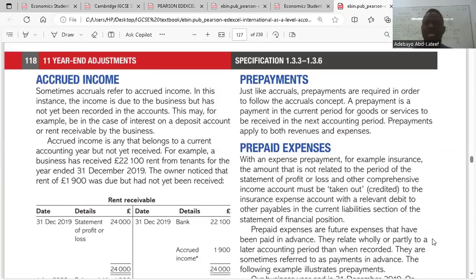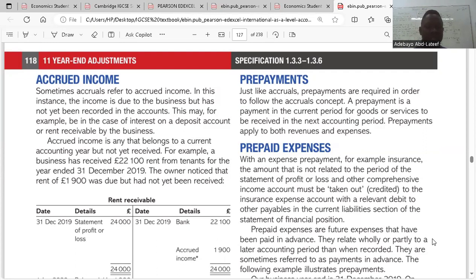For accrued income, we're talking about income that has been earned by the business for a service or a product but not yet received. So for accrued income, it is anything that belongs to the current accounting year but not yet received.